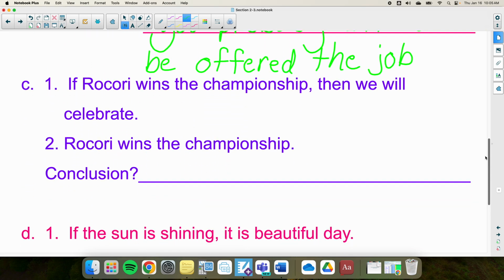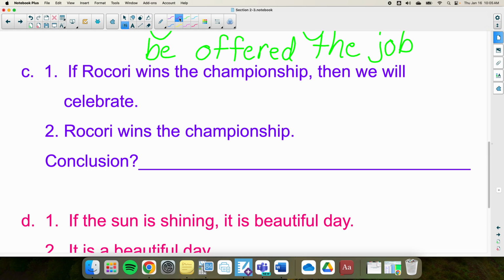Okay, so if we look at this one, if Rocori wins the championship, then we will celebrate. Rocori wins the championship. Is that about the first part? Yes. So what would we conclude? We celebrate. Yep.